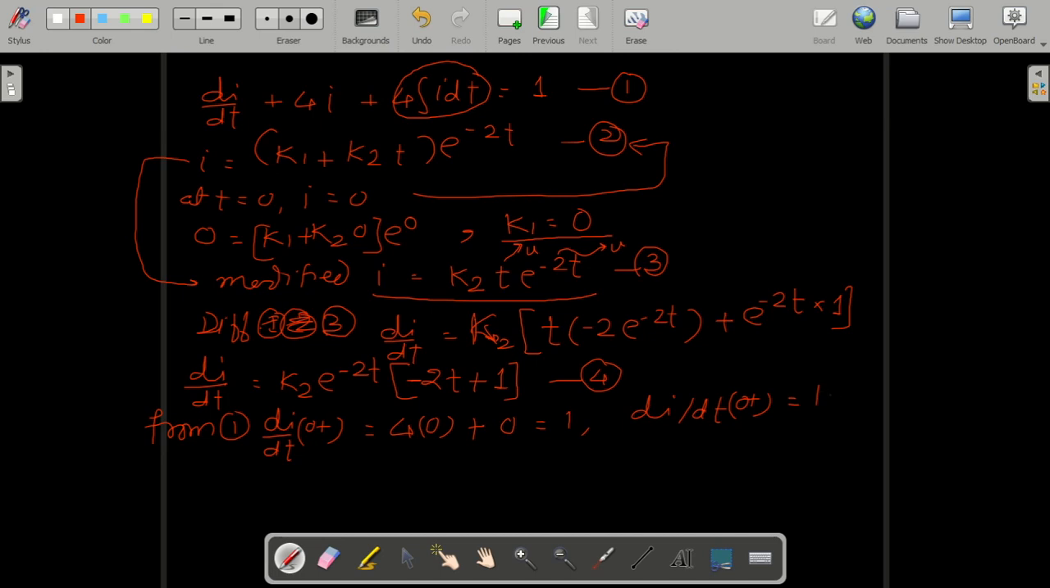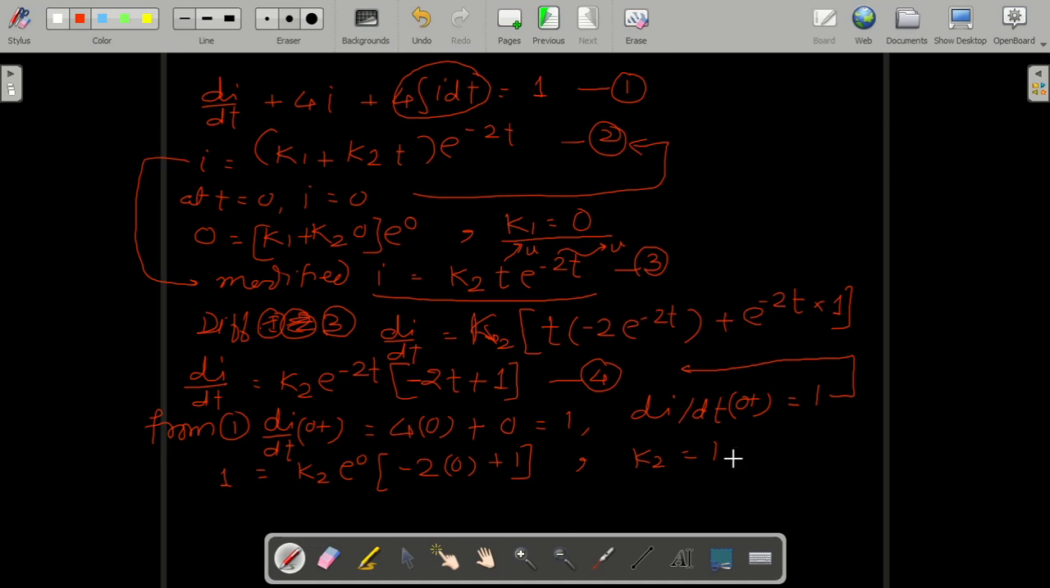So this value of di by dt 0 plus we will put here. I am putting here di by dt 0 plus at initial condition, so it is 1. We are putting here 1 equal to K2 e raised to 0, at t equal to 0 is 0. Minus 2t at t equal to 0, plus 1. So e raised to 0 is 1, so K2 will come, this becomes 0, so K2 equal to 1. From here I am getting K2 equal to 1.